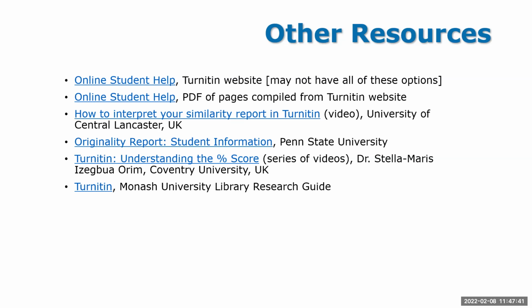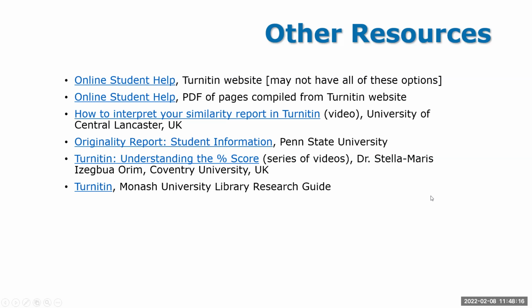Okay. There's a few other resources. This is the online student help directly to the Turnitin website. It's a series of pages. So what I did is I actually did PDFs of all the student pages and combined them all together and made it into one thing. So if you're offline, you can have what Turnitin says about each one of the features. You can just download that.